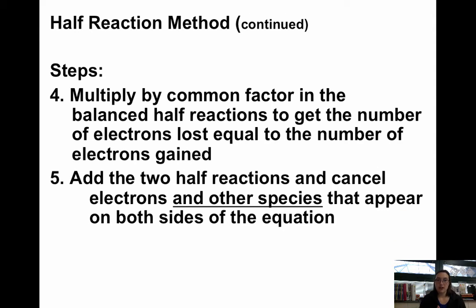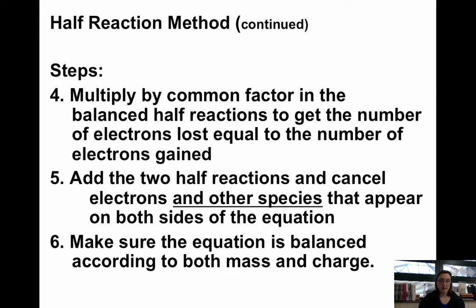Then you add the two half reactions together, and you cancel out anything that appears on both sides of the equation. So the electrons should cancel. That's the first thing that you need to make sure cancel. And then if there's anything else, if you have water on the left and on the right, you can cancel out anything that appears on both sides. Then make sure that the equation is balanced. So just go back and verify that it's balanced for moles or mass and charge.